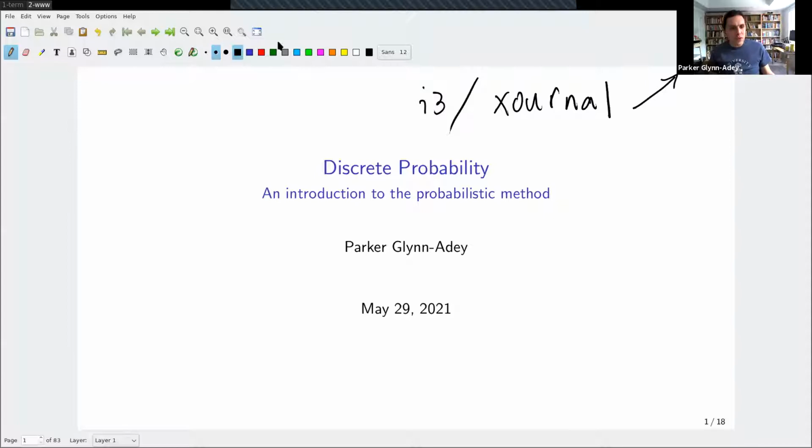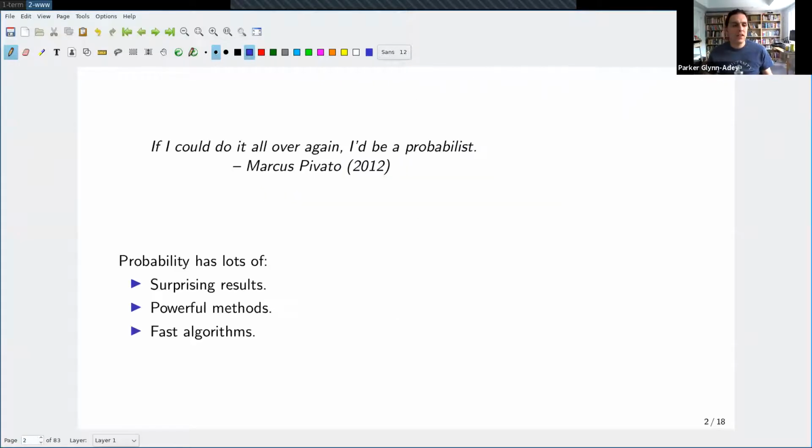So we're going to talk about discrete probability. And we're going to talk about a particular technique called the probabilistic method. When I was in fourth year, one of my favorite professors said, if I could do it all over again, I'd be a probabilist. That was his opinion. He did really fancy computer stuff. And that's my opinion now. If I could do it all over again, I'd be a probabilist.